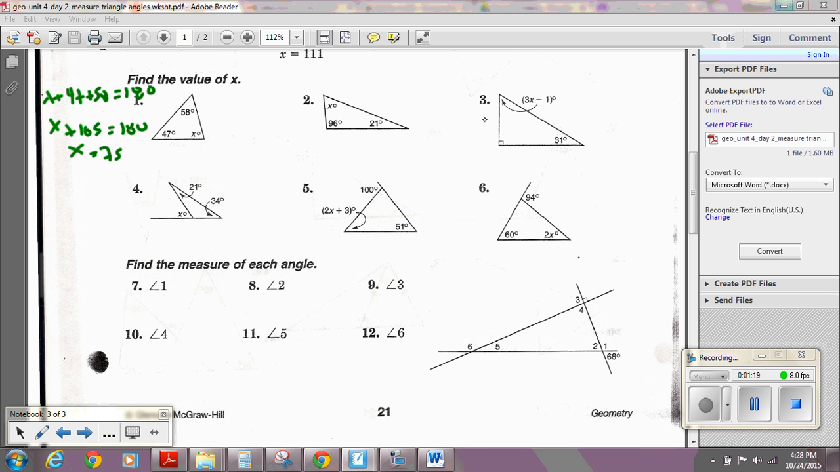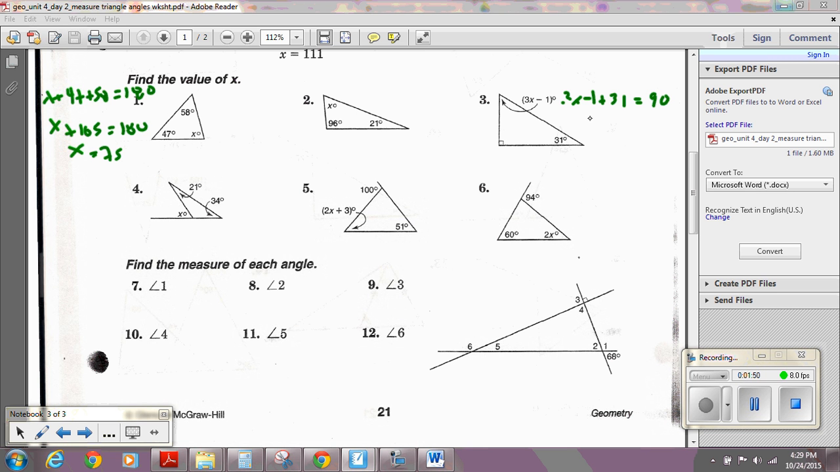On number 3, we know that this is a 90-degree angle right here because of the square. And that would cut out some of our work because that means the other two would have to equal 90 for the total sum to be 180. So that means 3x minus 1 plus 31 equals 90.